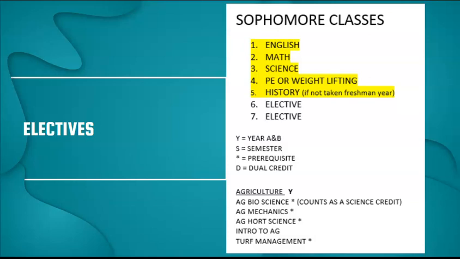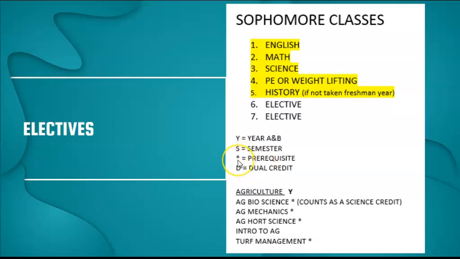Anytime a class has a Y beside it, that means it's a year-long class. So in Skyward, you will select that class twice. You will select that class under A and B. If it's a semester-long class, you will only select that class one time into Skyward. Again, there is a video at the end on how to do this in Skyward.